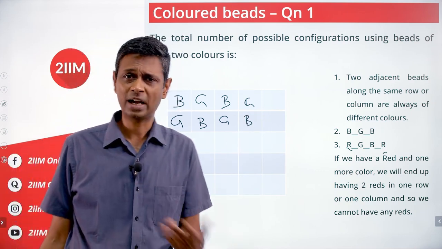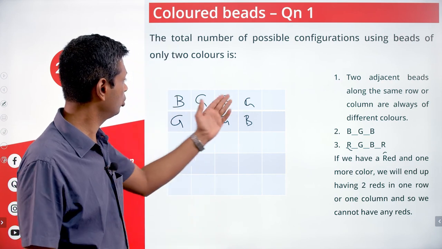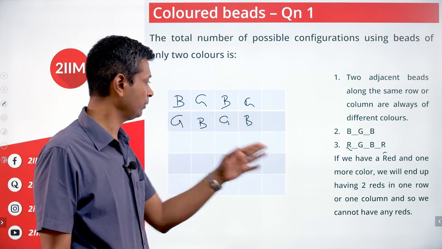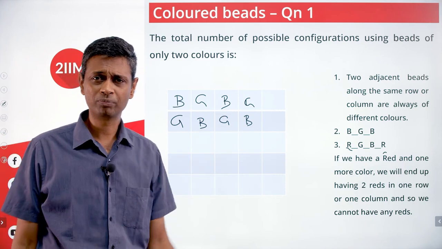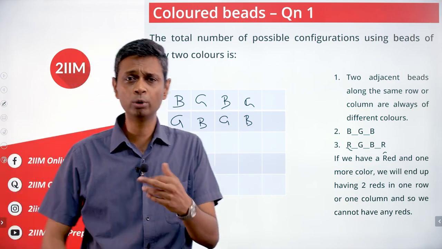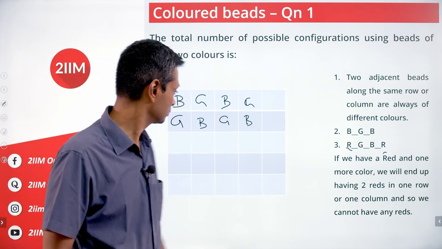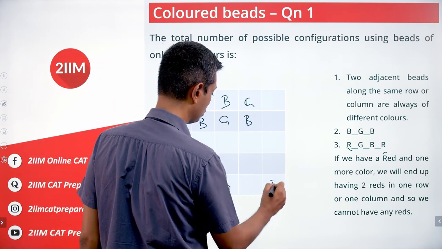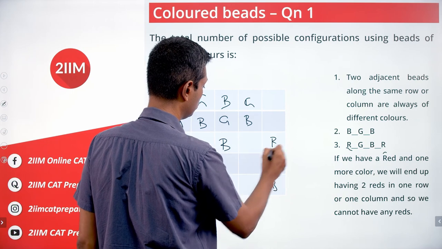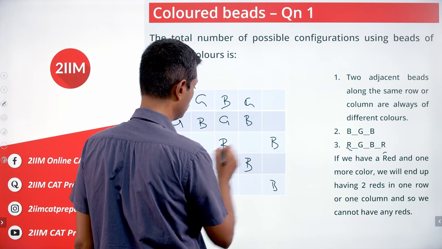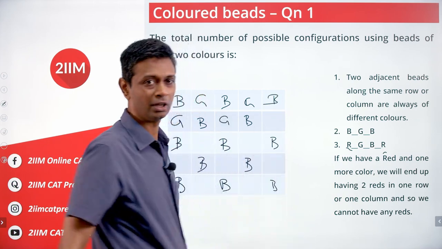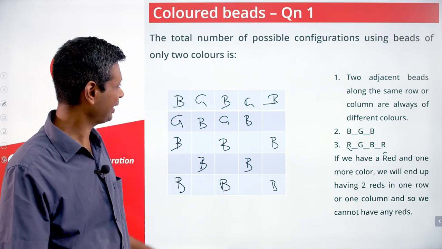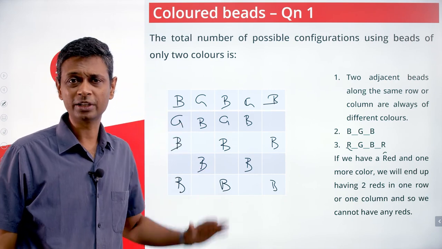There are only two colors, and adjacent ones should not be the same. We'll have blue, green, blue, green, blue. Green, blue, green, blue, green. And so on. There'll be 13 blues and 12 greens, or the other way around. So we'll have either 13 and 12 or 12 and 13, blues and greens.